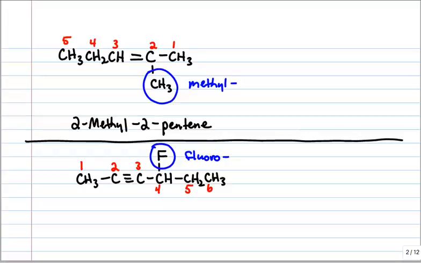So we want to start naming this. This looks like it's going to be 4-fluoro. We always start out with the substituents, and every substituent has a number. 4-fluoro 2. The 2 tells us where the triple bond is located. And we have 6 carbons, so it's hex. And we have an alkyne, so it's hex-2-yne.